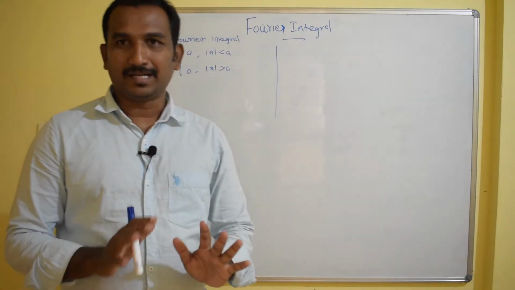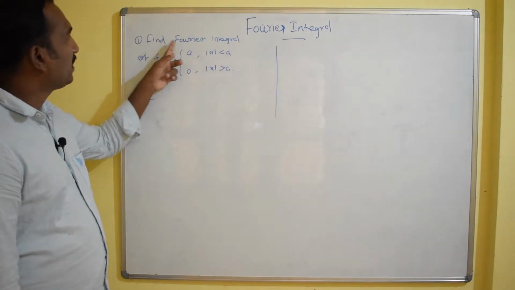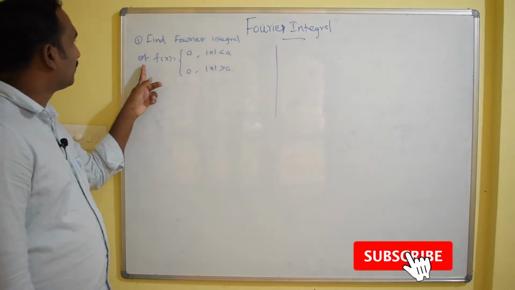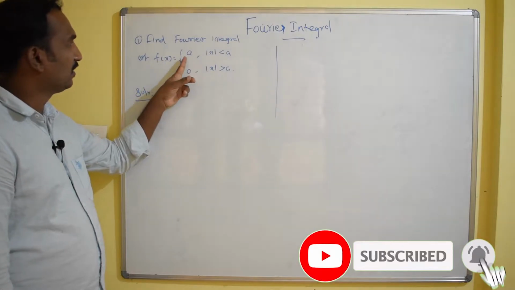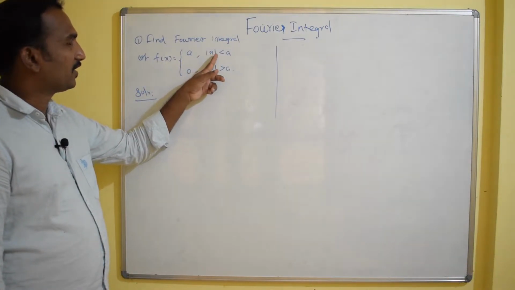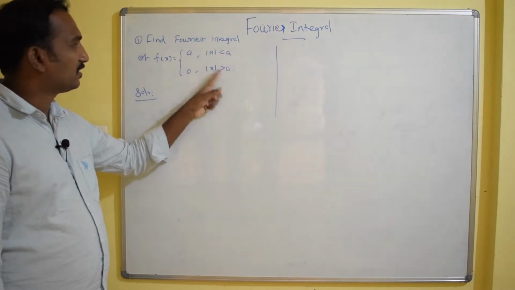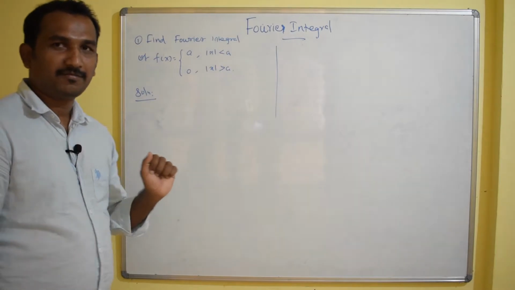Today I am going to explain how to solve a Fourier integral problem. So I have one problem here. Find a Fourier integral of the function f of x is equal to a, when modulus of x is less than or equal to a, and 0 when modulus of x is greater than a. So we need to find the Fourier integral.